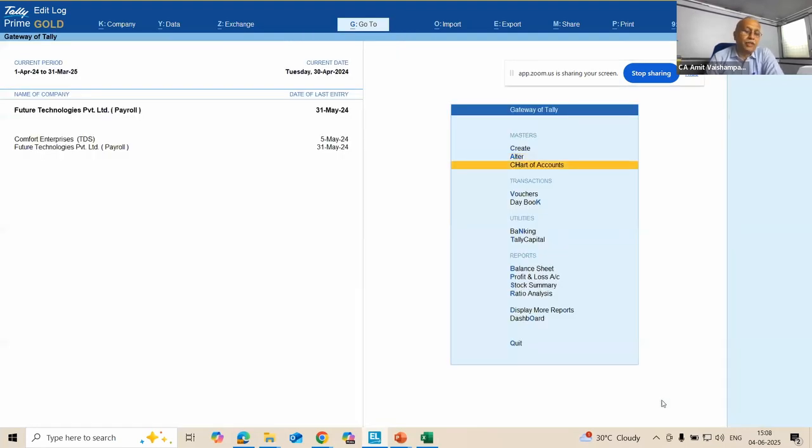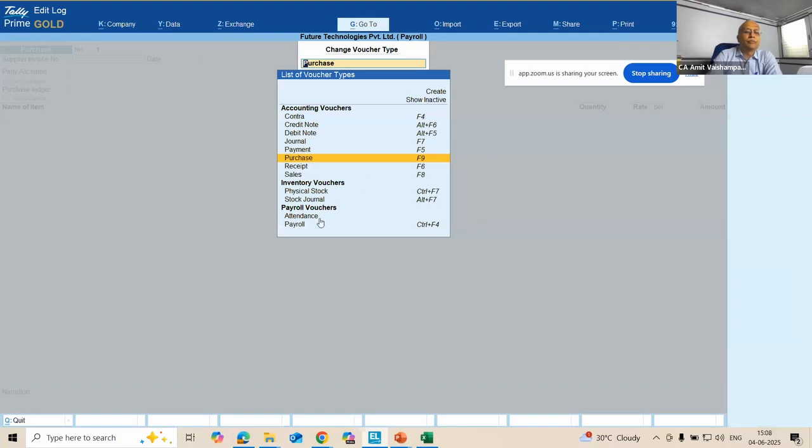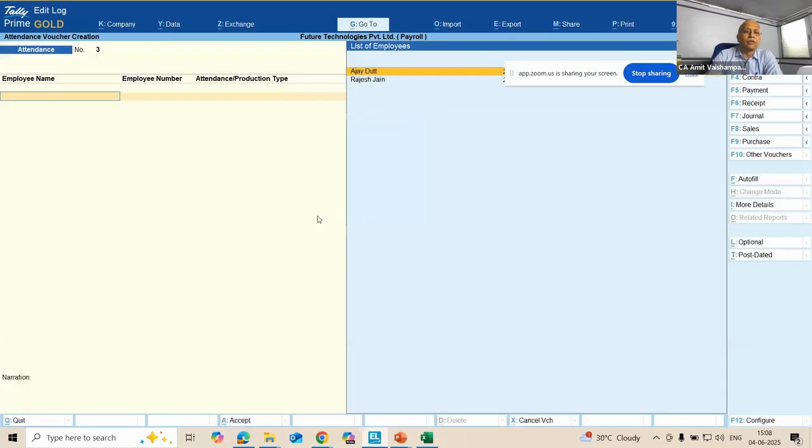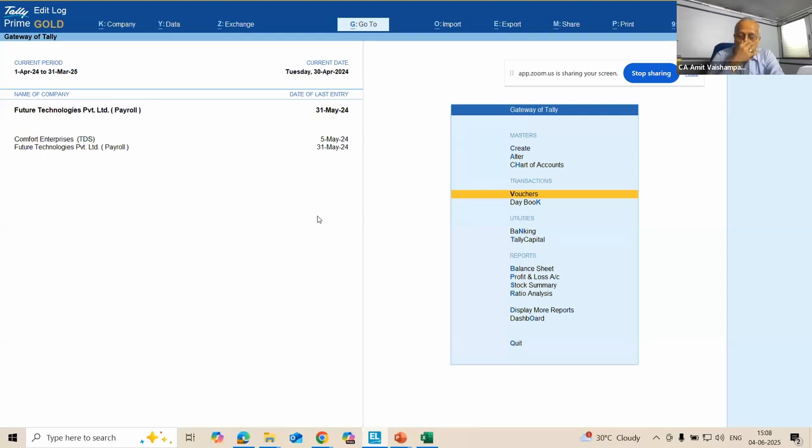Once this configuration is done, you will typically have two vouchers. There are two types of vouchers which are typically required for payroll. One is called attendance, and the second one is called payroll voucher. Right? In this case, I have already entered the attendance vouchers. The attendance voucher looks like this. This is an attendance voucher. So I have entered two vouchers, one for the month of April and one for the month of May. And I've also entered a payroll voucher for the month of April. I will just demonstrate to you how the attendance and payroll vouchers operate.